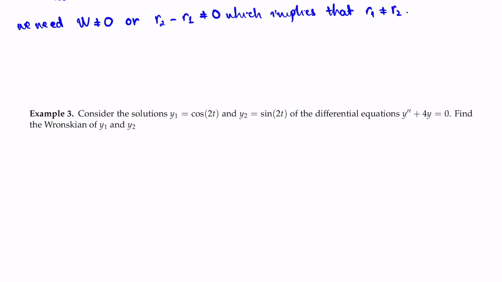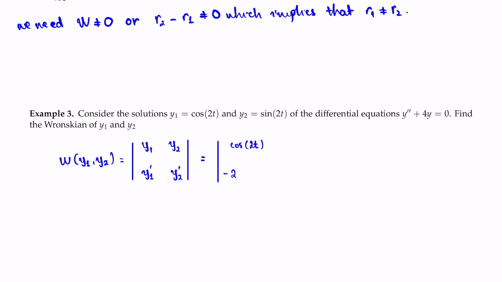So the Wronskian for two functions is going to be W of y1, y2, which is equal to the determinant of y1, y2, y1 prime, y2 prime. And y1 in this case is equal to cosine of 2t, and therefore y1 prime is negative 2 times sine of 2t. And y2 is equal to sine of 2t, and y2 prime is 2 times cosine of 2t.